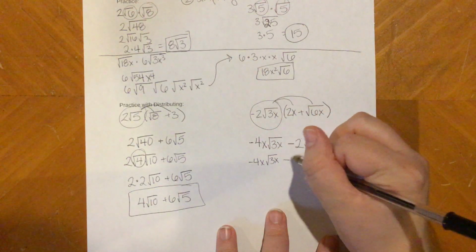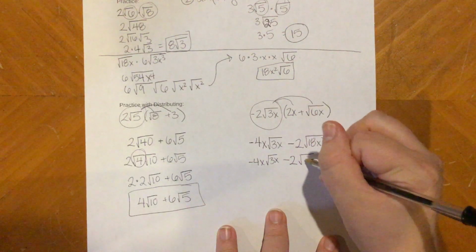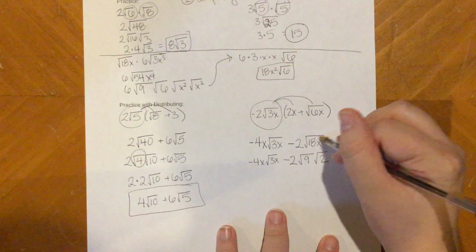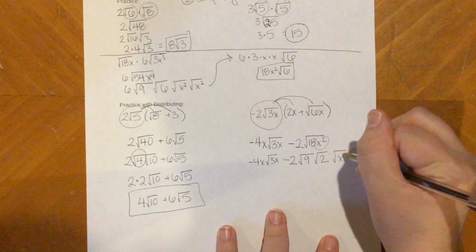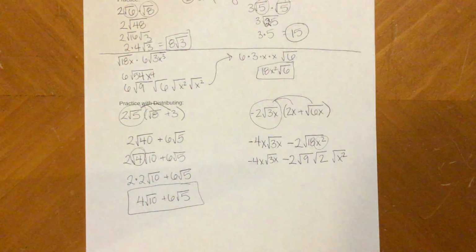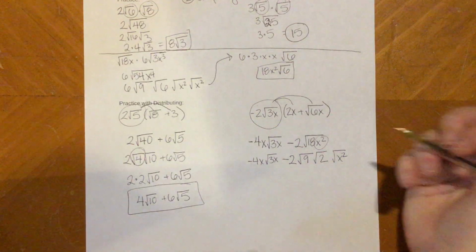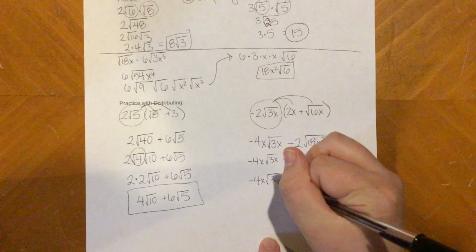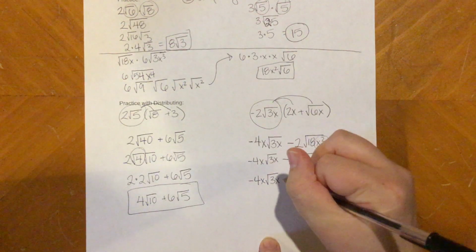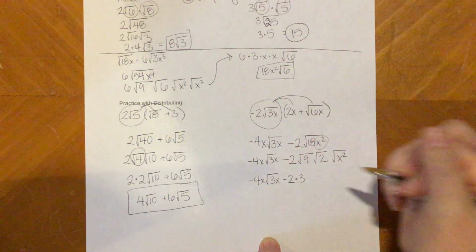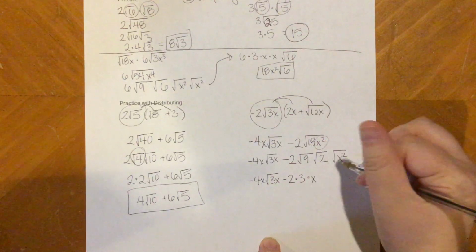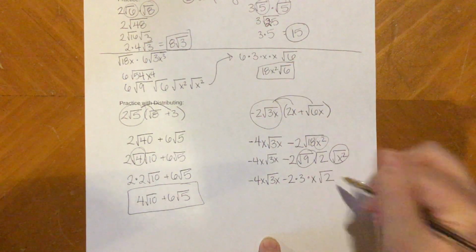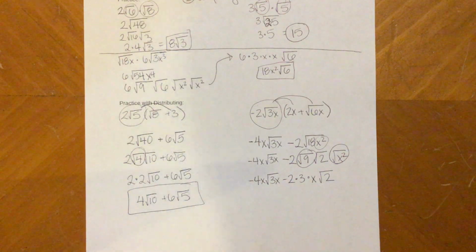And then I'll still have my negative 2, and I'm going to make this square root of 9, square root of 2. I also should know that x squared can simplify. So my first term, again, is going to stay the same, negative 4x, square root of 3x. But then I'll have minus 2 times 3 times x, if I bring the simplified x forward. And then I'll have my square root of 2.